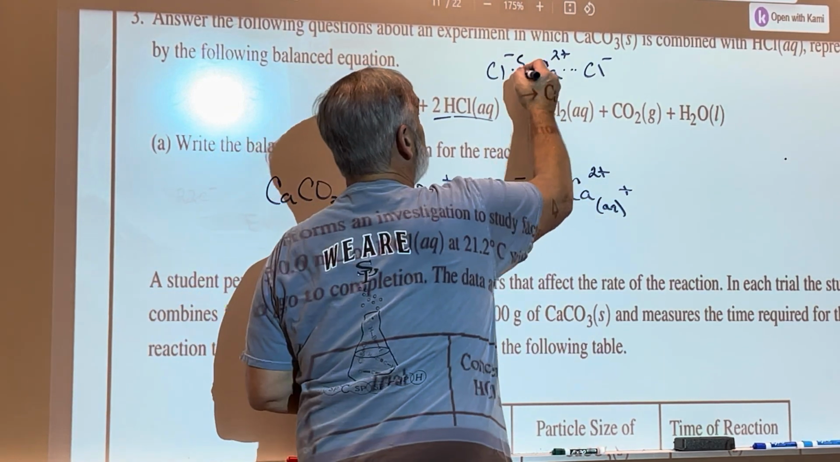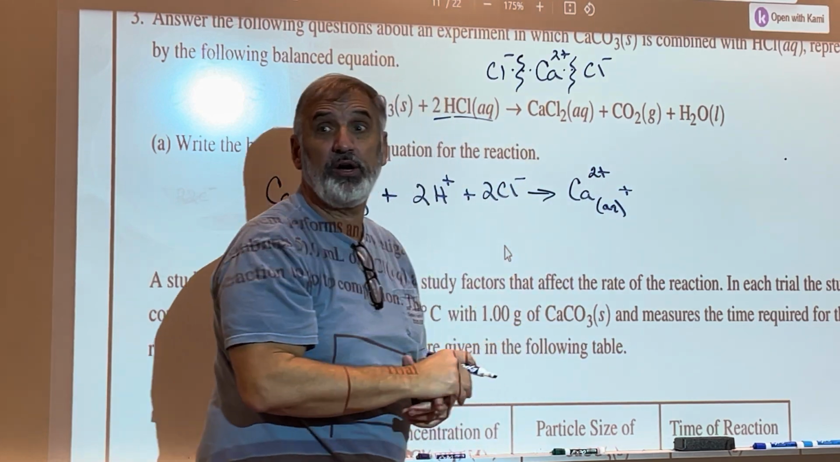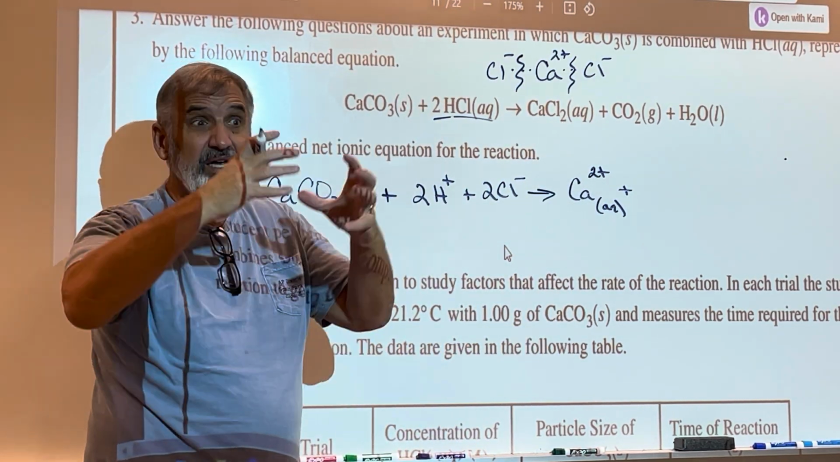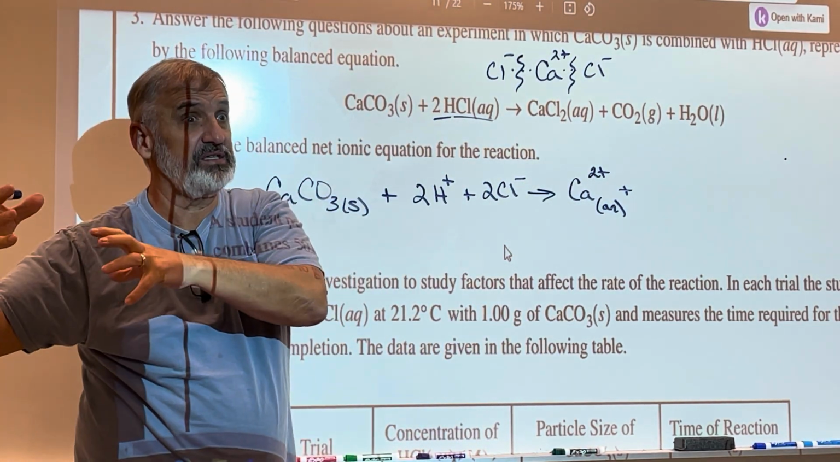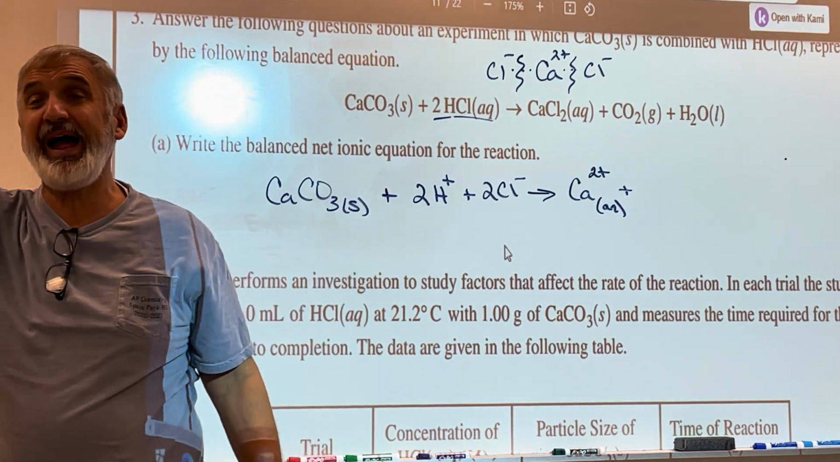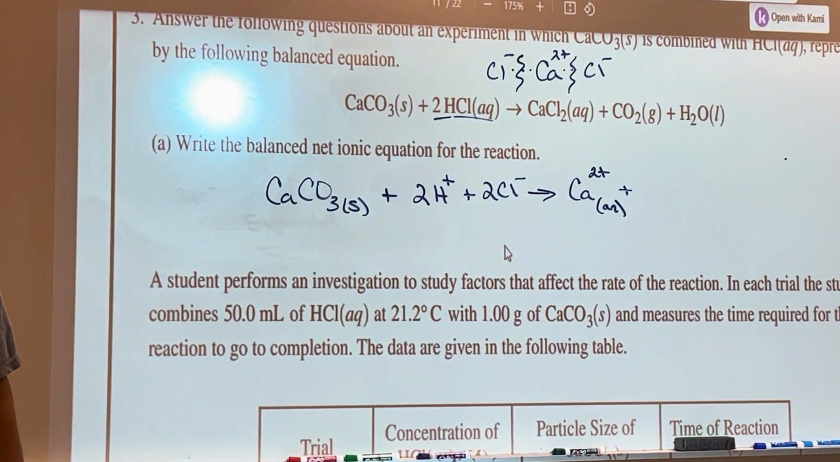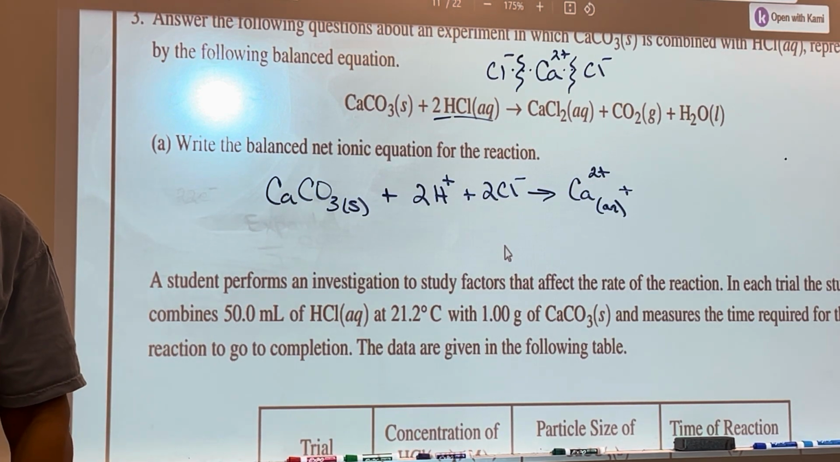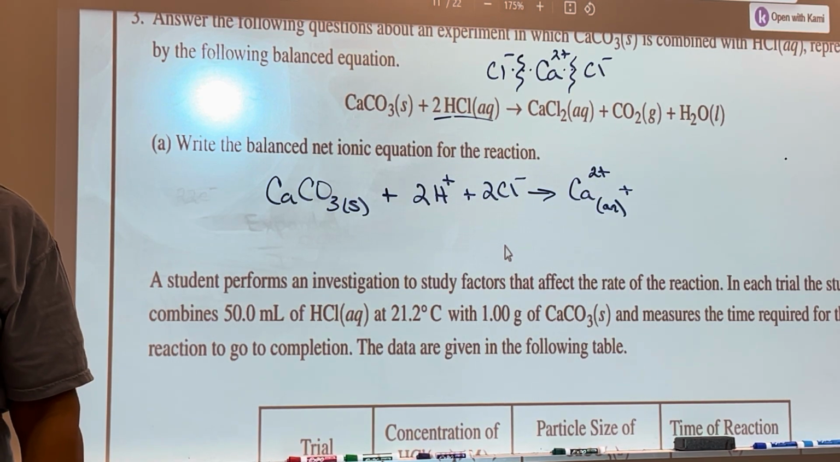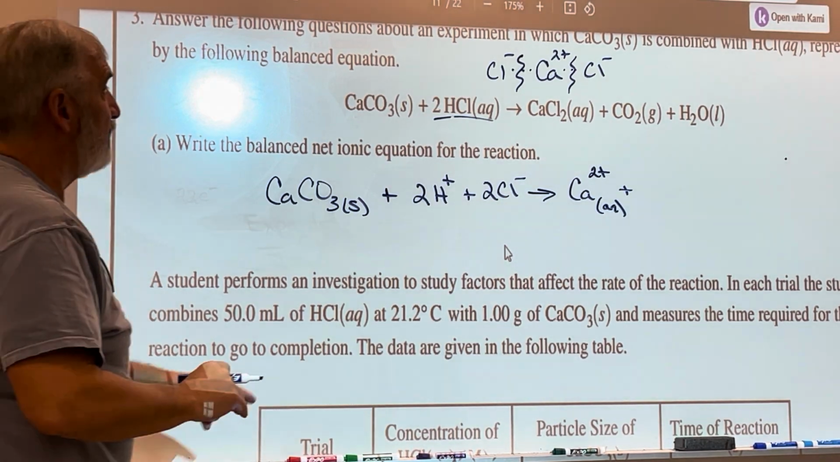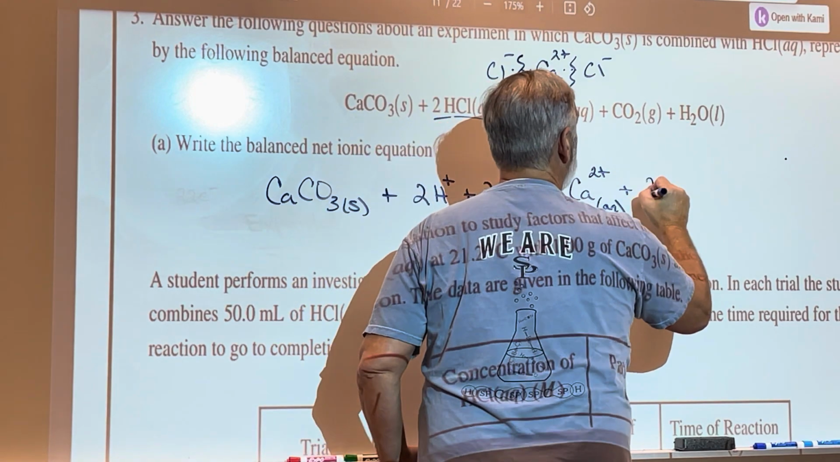Each one of these is going to break and get surrounded by water molecules, so we're going to get 2 Cl minuses. We need to be familiar, your halide ions are monatomic ions. So the hard part is to know when the subscript becomes a coefficient and when you keep it. That's why we have to know in a polyatomic ion, the subscript stays. So we're going to get 2 Cl minuses.